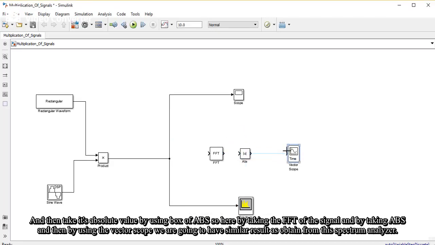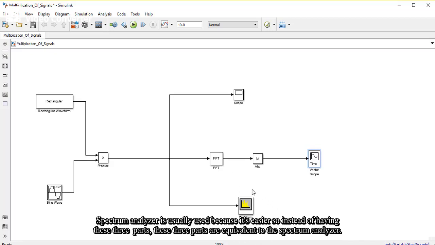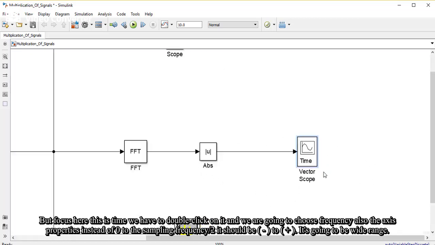So here, by taking the fast Fourier transform of the signal and by taking its absolute value and then by using the vector scope, we're going to have the same result as obtained from the spectrum analyzer. Spectrum analyzer is usually used because it is easier. So instead of having these three boxes, these three are equivalent to the spectrum analyzer. But focus here, this is time.